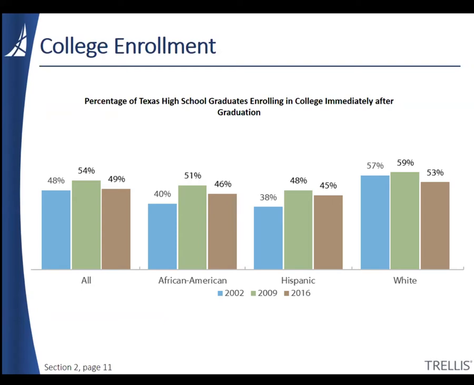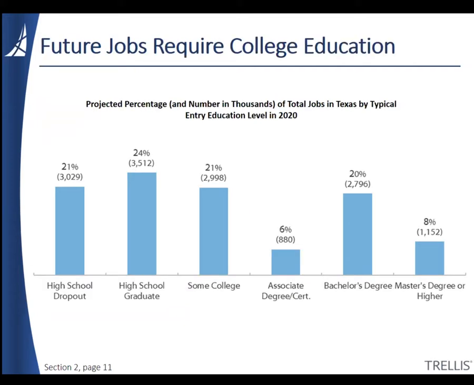Enrolling in college immediately following high school graduation is important because delaying post-secondary enrollment after high school graduation is a risk factor for eventually dropping out of college or never enrolling at all. And earning a college degree is becoming more and more important to the ability to obtain a good job with a good salary. By 2020, approximately 54% of jobs in Texas and 65% of jobs nationally will require some kind of formal training or education beyond high school.